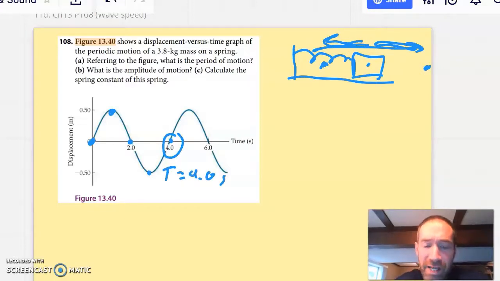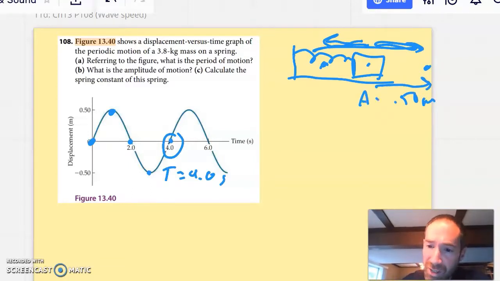And then part B, what's the amplitude of the motion? Well, you can see that it's moving 0.5 meters each way. And so that's our amplitude of the motion. Our amplitude is 0.5. Remember, the amplitude is a scalar, and so you leave the positive or negative off. Sometimes it's going to go to the right, and you're going to see a positive 0.5 like I'm showing here. Sometimes it's going to go over to the left, and you're going to see a negative 0.5.